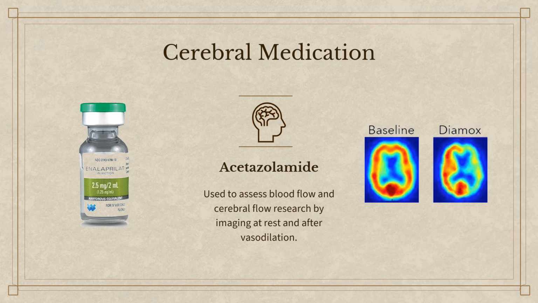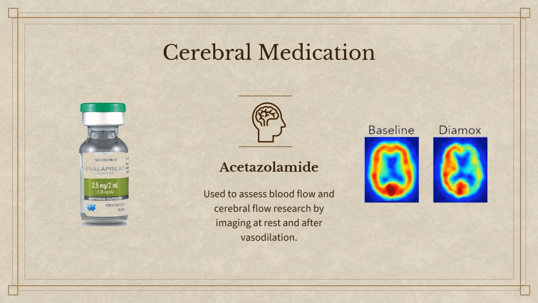Finally, let's review the one cerebral medication that is also a diuretic. Remember diuretics I described 5 minutes ago? Acetazolamide is a weak diuretic and is used to assess cerebral blood flow and cerebral blood flow reserve by imaging at rest after vasodilation. It's a lot like myocardial perfusion imaging with vasodilation.